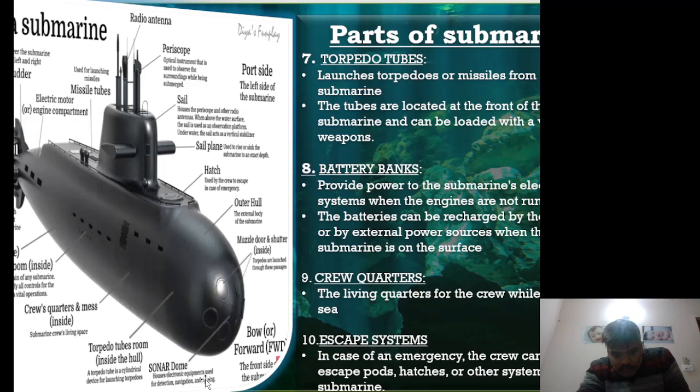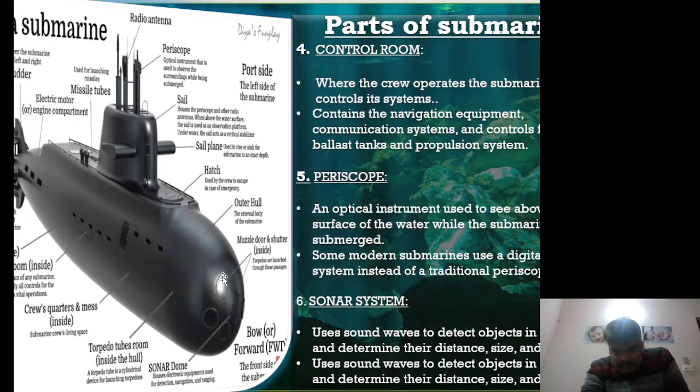This is the sonar dome. From here, sonar uses sound waves to detect objects in the water and determine their distance, size, and speed. This is the periscope. This is the optical instrument used to see above the surface of the water while the submarine remains submerged. So this is the periscope which is used to see above the surface.